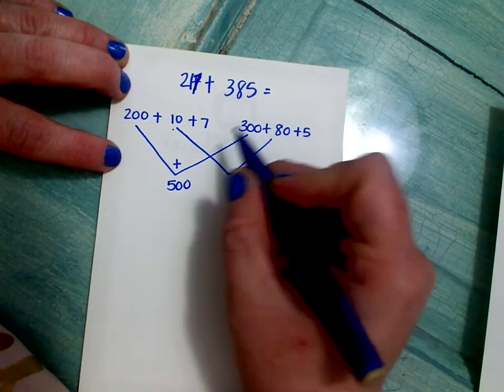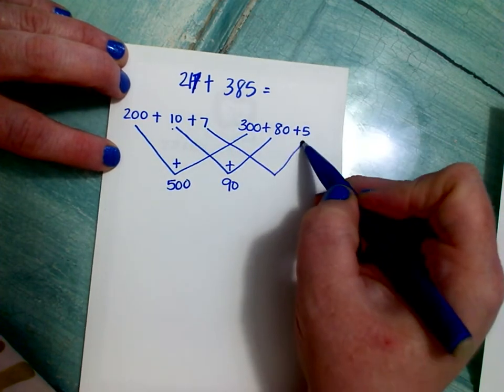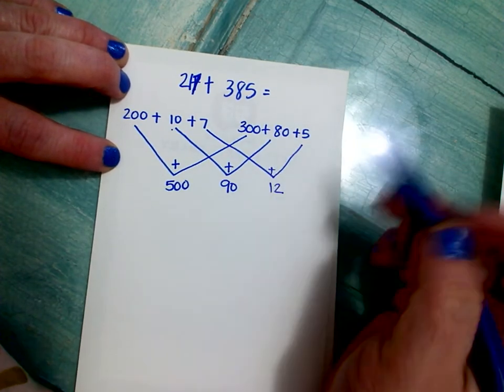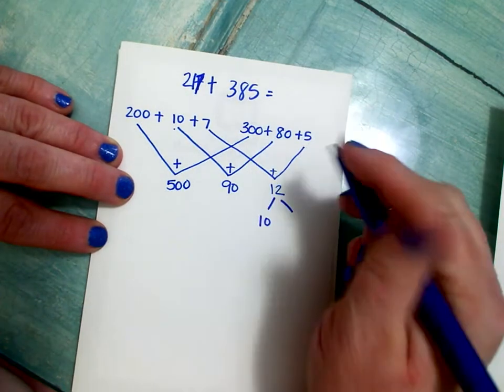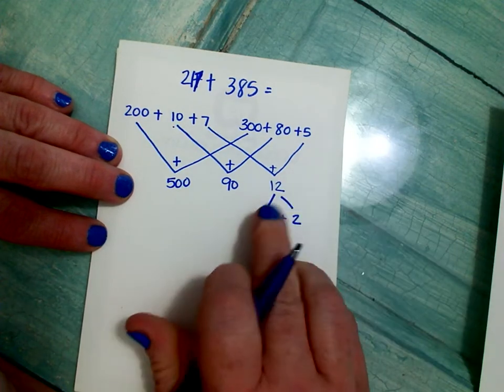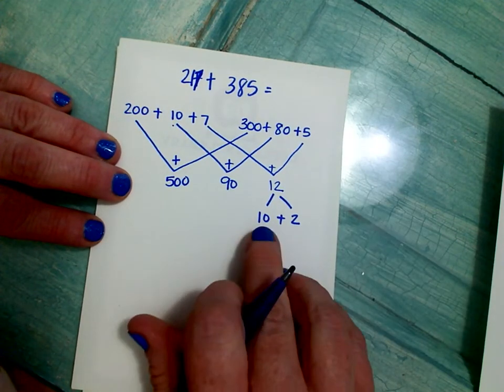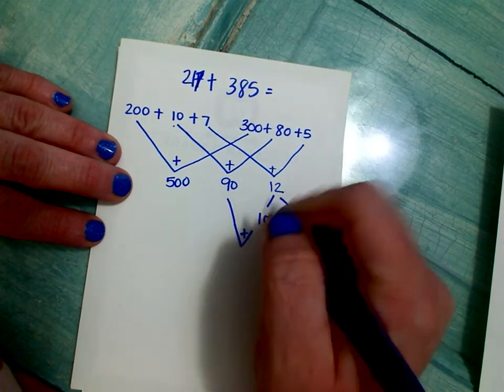10 plus 80 is 90. And 7 plus 5 is 12. Now, a lot of times, depending on their place value understanding, kids can't add these two numbers in their head. So I go ahead and have them break apart the 12 into its places, into expanded form, so that we can then add.